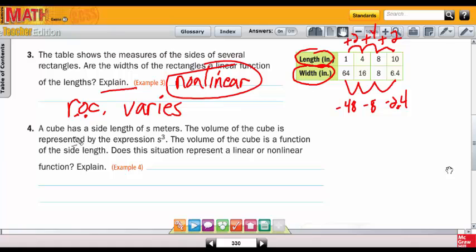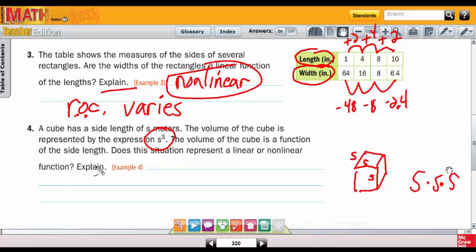Problem number 4, a cube has a side length of s meters. So if you imagine a cube looking like so, what we're saying here is that we have a side length here of s, a side length here of s, and a side length here of s. So it's s by s by s, so that would be s cubed for the volume. It would be s times s times s side lengths. The volume of the cube is a function of the side length. Does this situation represent a linear or nonlinear function?